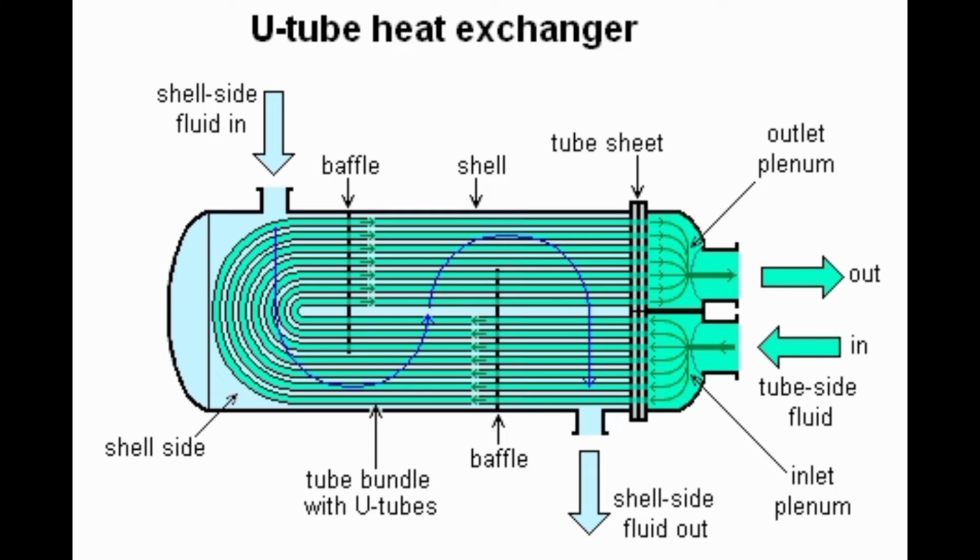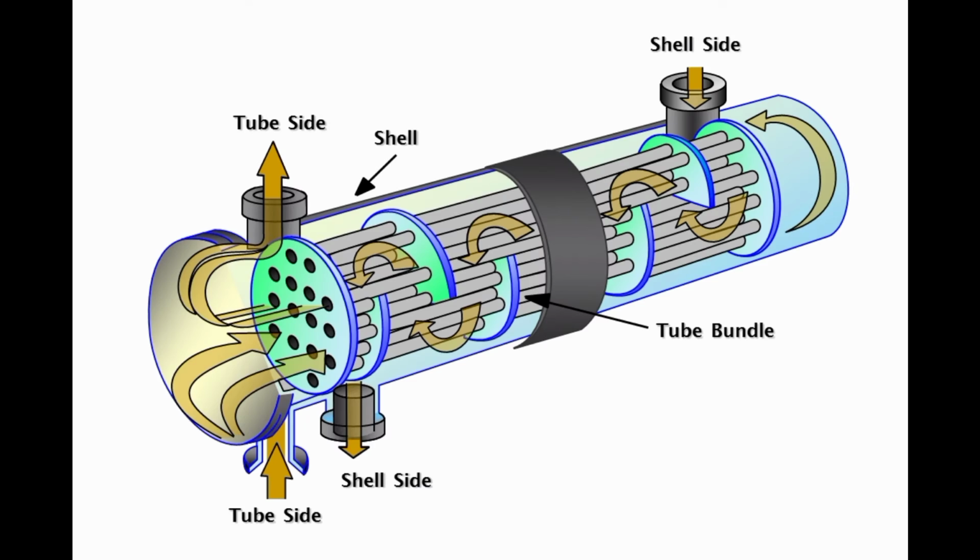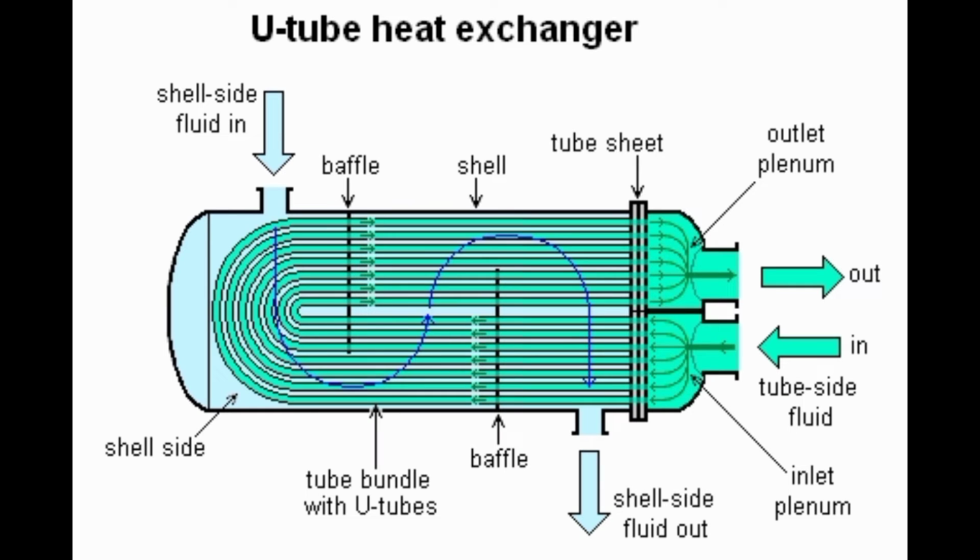This hot refrigerant flows inside the shell to reduce the temperature of refrigerant by touching the U-tubes, and the refrigerant becomes low temperature and comes out at around 49 degrees Celsius and goes to the expansion valve.